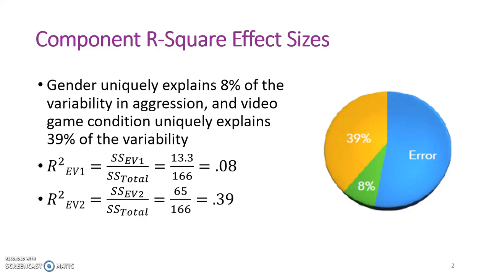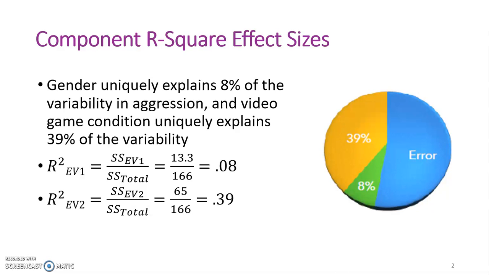So we can see here the calculations for the R squared for gender and the R squared for video game condition. The R squared for gender is calculated out to be 0.08, and the R squared for video game condition is 0.39. The way that we would interpret these is that predictor 1, or gender, uniquely explains 8% of the variability in aggression, and video game condition uniquely explains 39% of the variability in aggression.